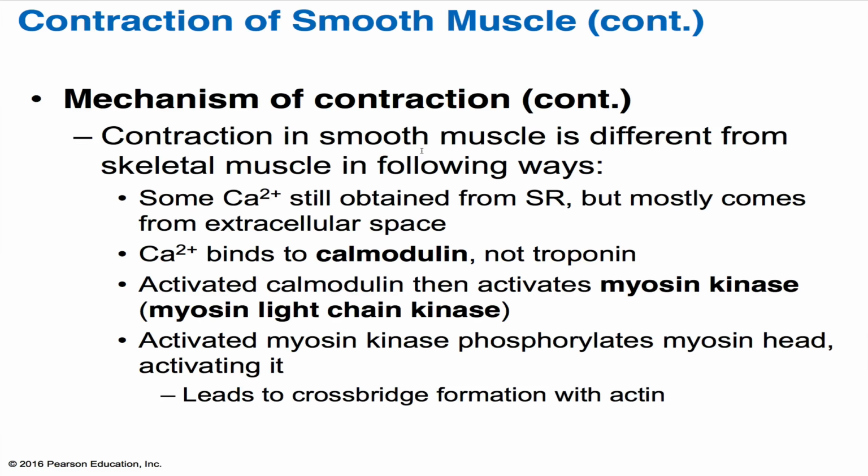Now, in skeletal muscle, if you remember, calcium is bound to troponin. Smooth muscle does not have troponin. Instead, it has calmodulin, and this is what the calcium binds to. Now, this activated calmodulin activates an enzyme, myosin kinase, which we refer to as myosin light chain kinase. And this activated myosin kinase phosphorylates the myosin heads to activate them. And this is what leads to the cross bridge formation with actin.